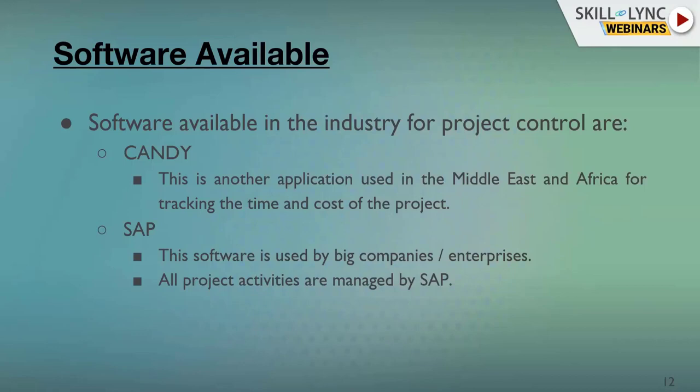Now the next application is SAP. This software is used by big companies and enterprises. All the project activities are mapped in SAP. The big companies, the major publicly listed companies, use SAP. In SAP, they put all the cost, and they can map all the expenditure as well, because they do all the certifications, the invoicing, the payments, the time and cost implication. Everything is mapped in SAP.